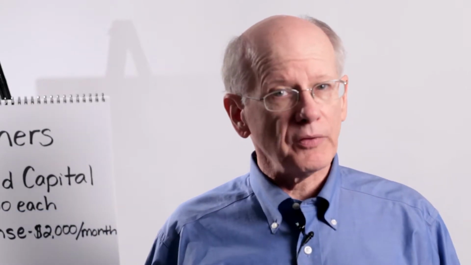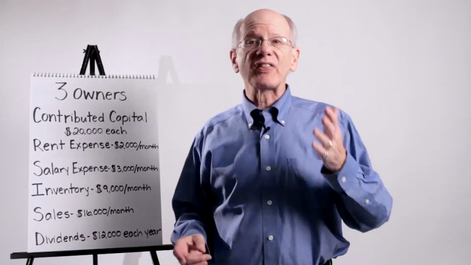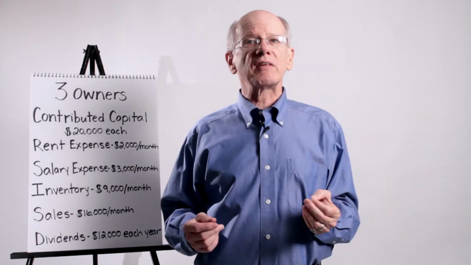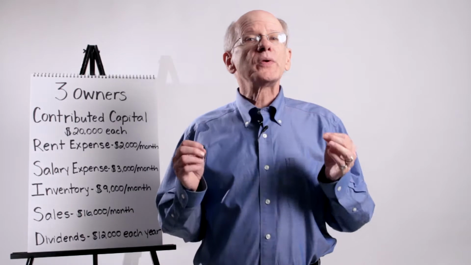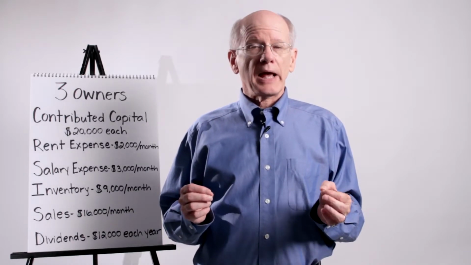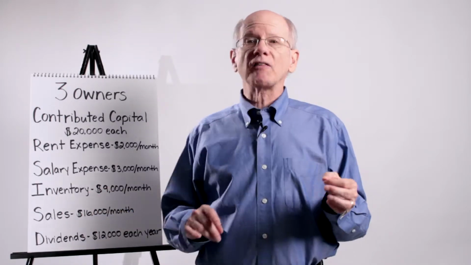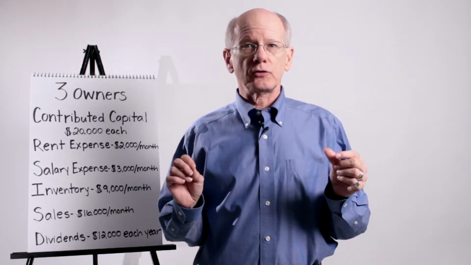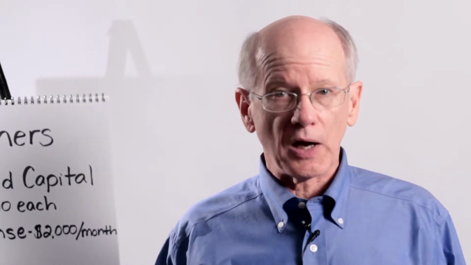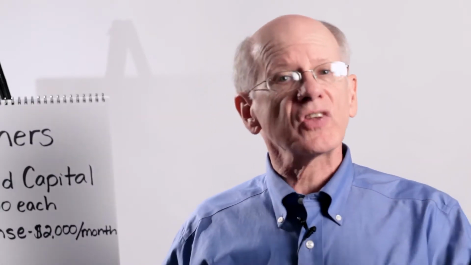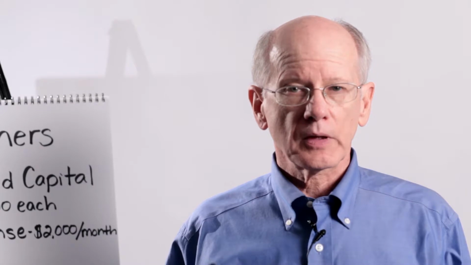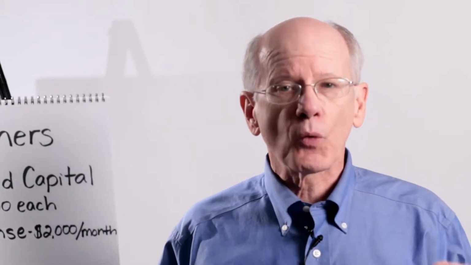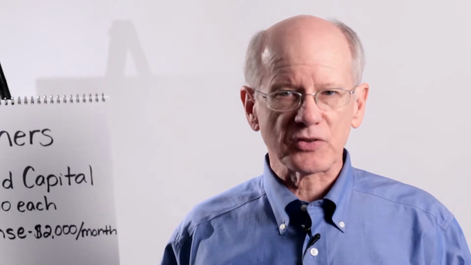So for example, in this problem, the markup is $7,000. You buy it for $9,000, you sell it for $16,000, you've marked it up by $7,000. If you take that figure and you divide it by the sales number of $16,000, you get the gross profit percentage. $7,000 gross profit over the sales price of $16,000 is a markup percentage, a gross profit percentage, of 43.75%.